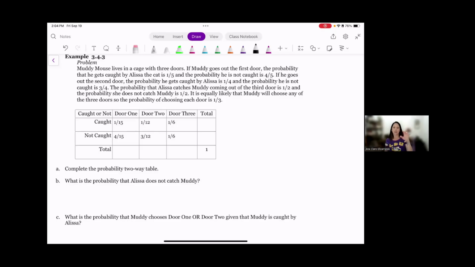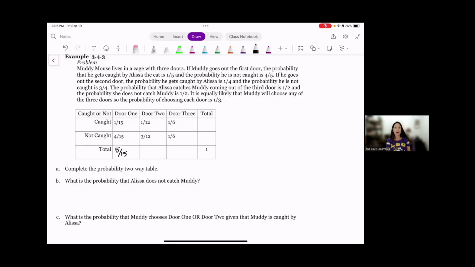So it's not necessarily what we would put. The 1/15 and the 4/15 is the intersection. And the probabilities we're given in the problem are conditional probabilities, so they vary a little bit. In order to determine the door 1 total, I can add 1/15 plus 4/15 to get 5/15.